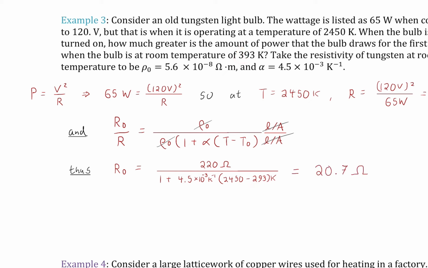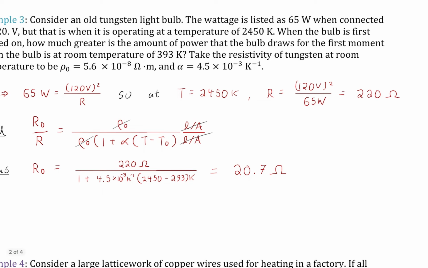So that means that the resistance when it's first turned on is 20.7 ohms, okay? Significantly less resistive. But that makes sense because as a metal gets hotter, it resists the flow of electrons more and more. It becomes a bigger resistor. So when it's hot and has been running for a while, its resistance is 220. When it's first turned on, its resistance is about a tenth of that. It's only 20. Both in ohms.